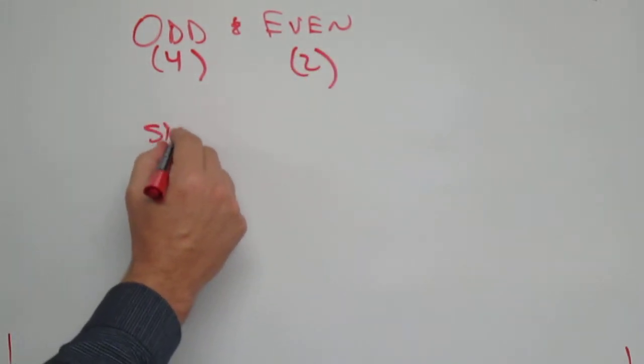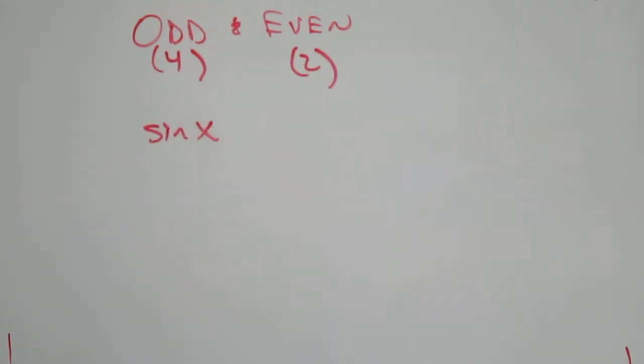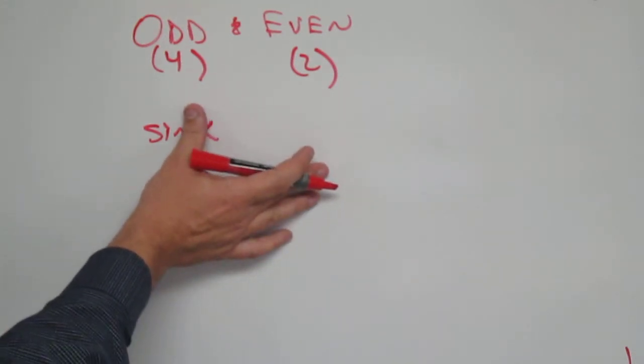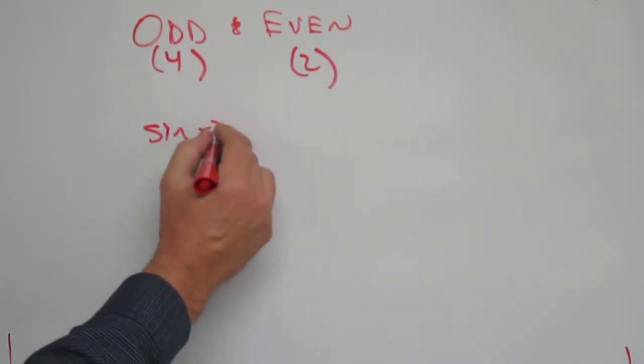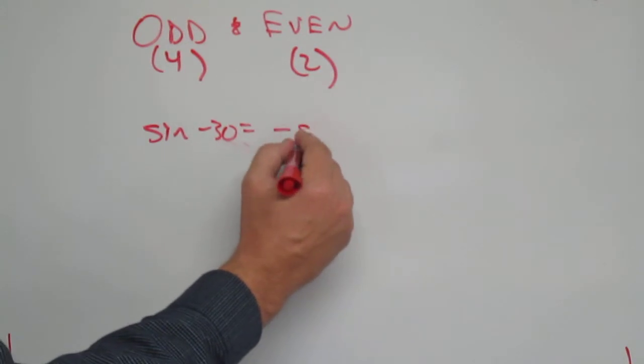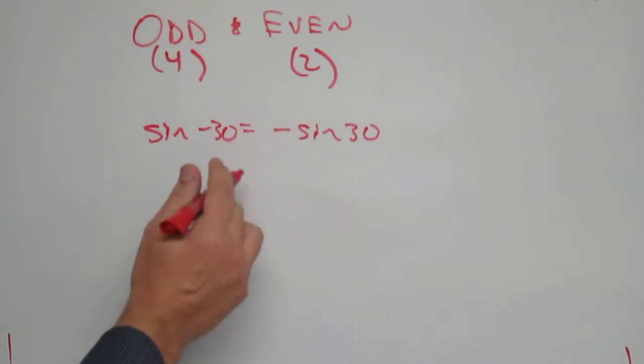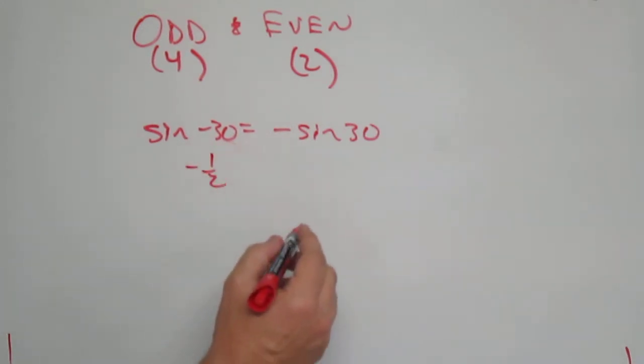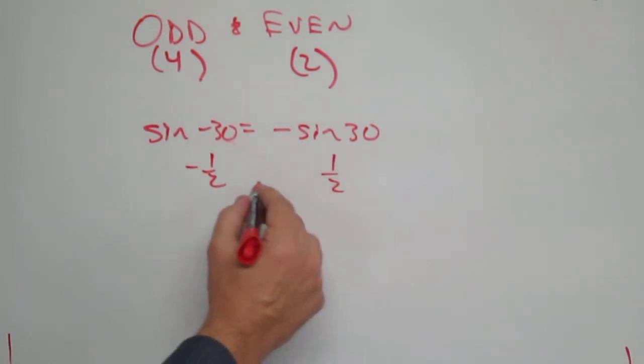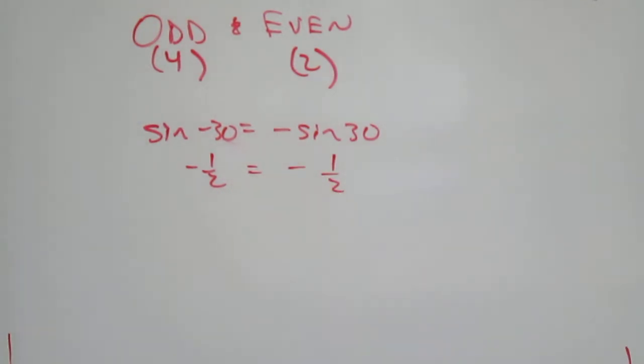Sine of x is odd. So if I took, say, the sine of negative 30 degrees, that's the opposite of the sine of 30 degrees. So the sine of negative 30 degrees is negative 1/2. The sine of 30 degrees is 1/2. So I need to have a negative in there to show that they're the same.